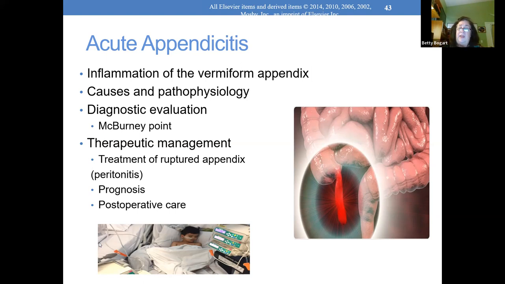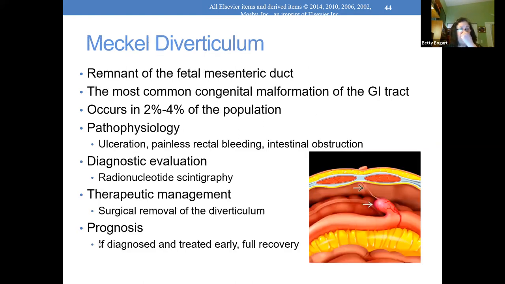This would be one that could dehisce, that all of a sudden you're looking at intestines when you check underneath the bandage. So that's acute appendicitis with peritonitis.